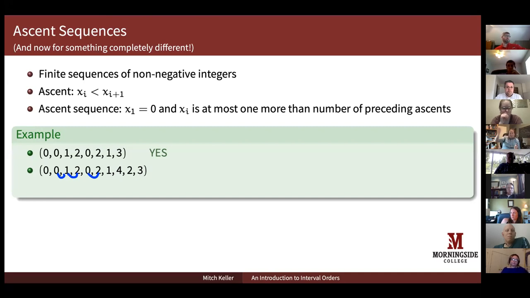So you could go 0, 1, 0, 1, 0, 1, 0, 1, 0, 1, and do that enough times that then suddenly the next thing you use is 50. That would be fine if you've had 49 ascents by the time you get to putting the 50.